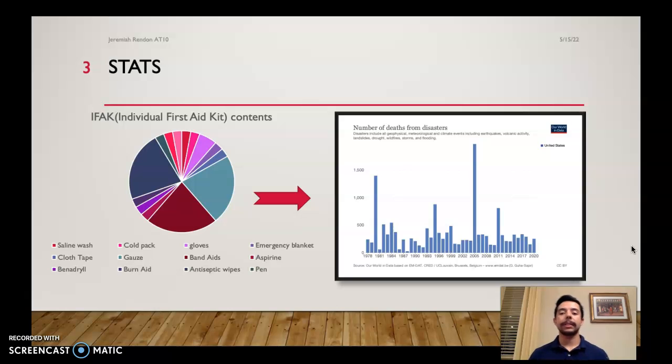In the other graph, we see the number of deaths from disasters, and this is just based out of the United States, and you can see the impact of how disasters have the ultimate effect on people.